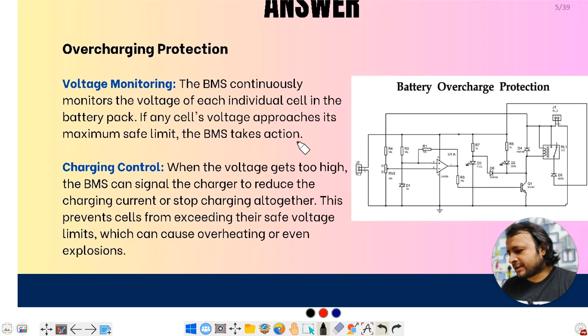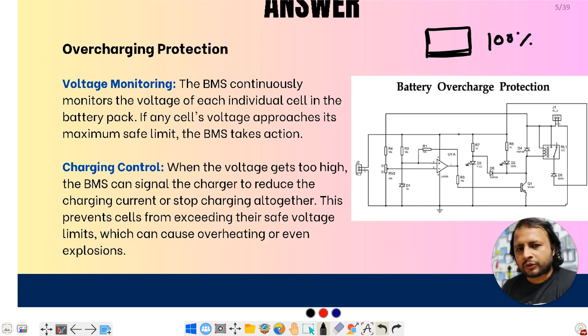Overcharging protection means what? How will it protect, and what is the possibility behind that? Suppose we have this battery pack and it is now 100% charged. With the help of some sensing capabilities of the battery pack, which come from the battery management system, the input goes to the BMS so that the BMS can cut off the power to supply the additional charge.